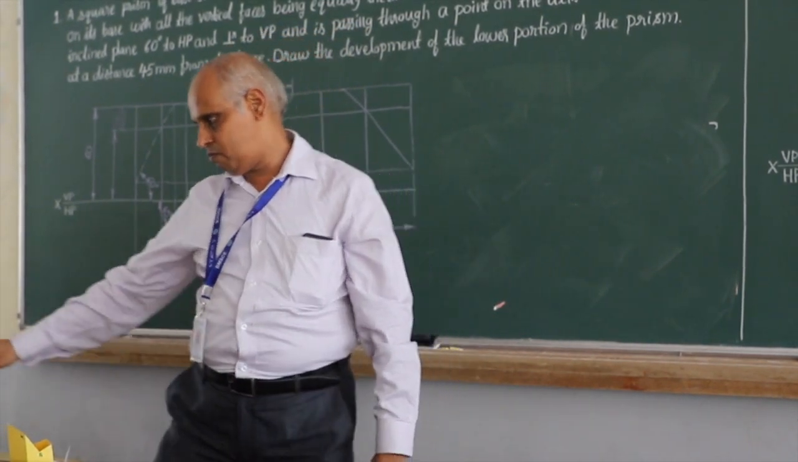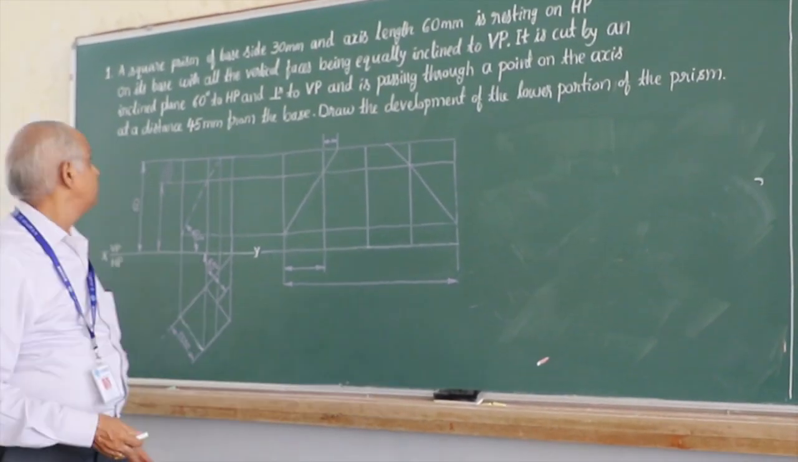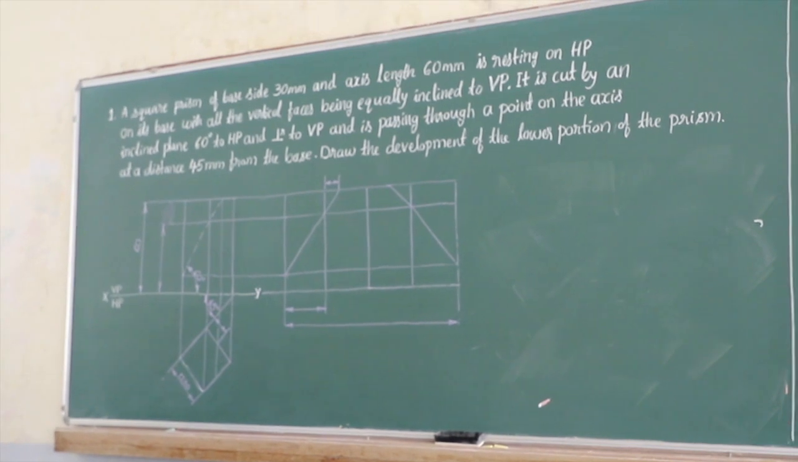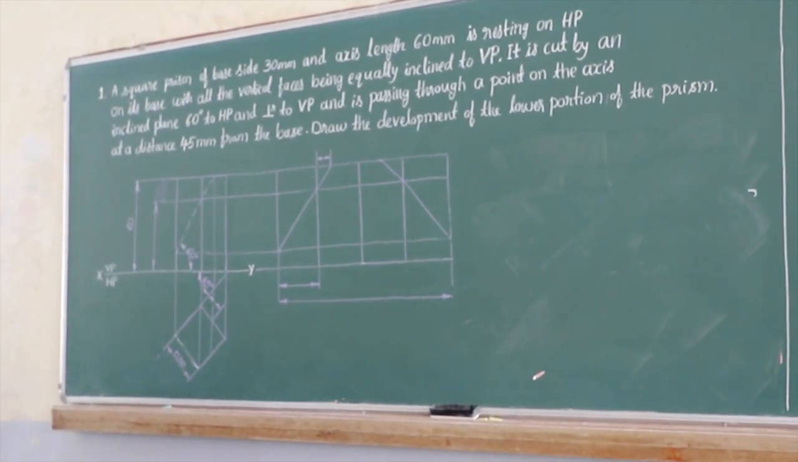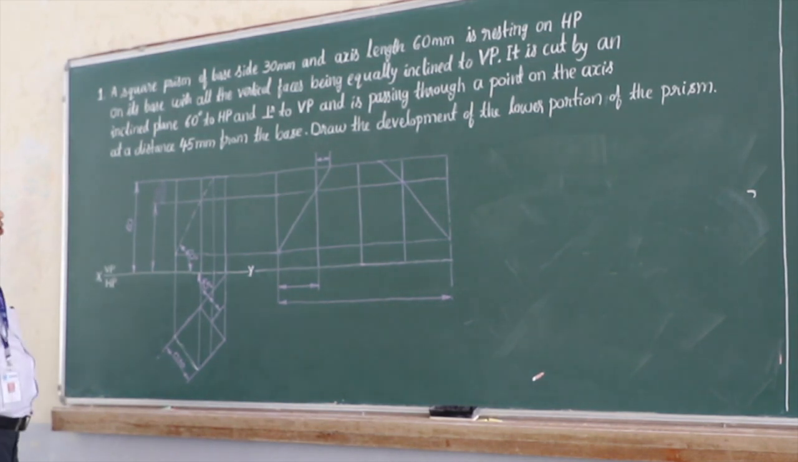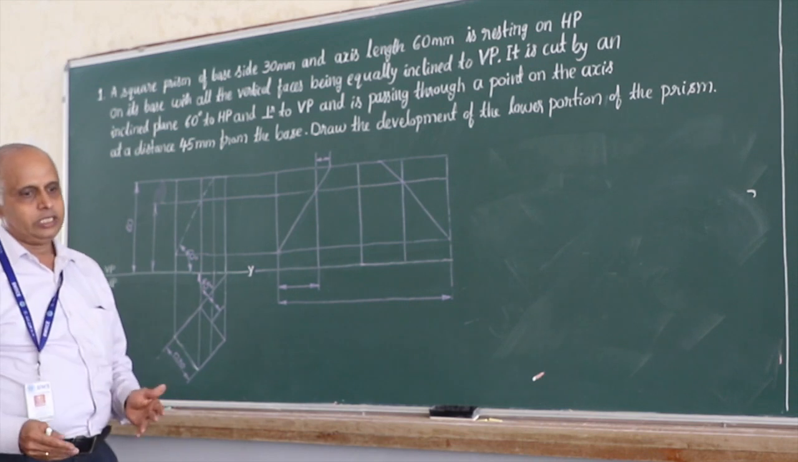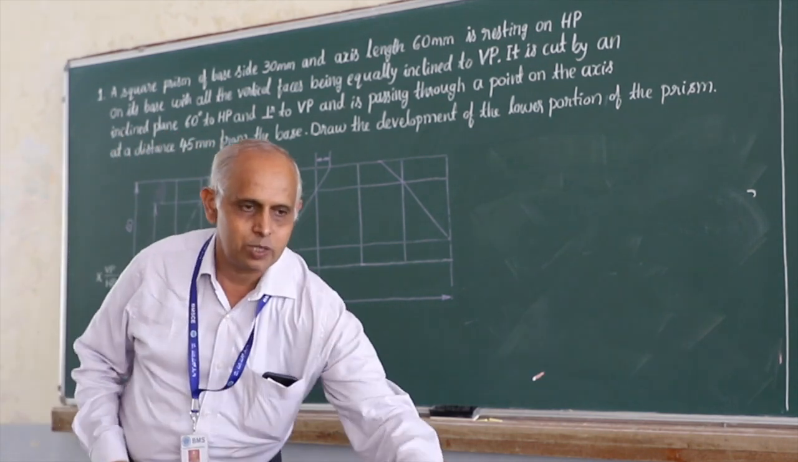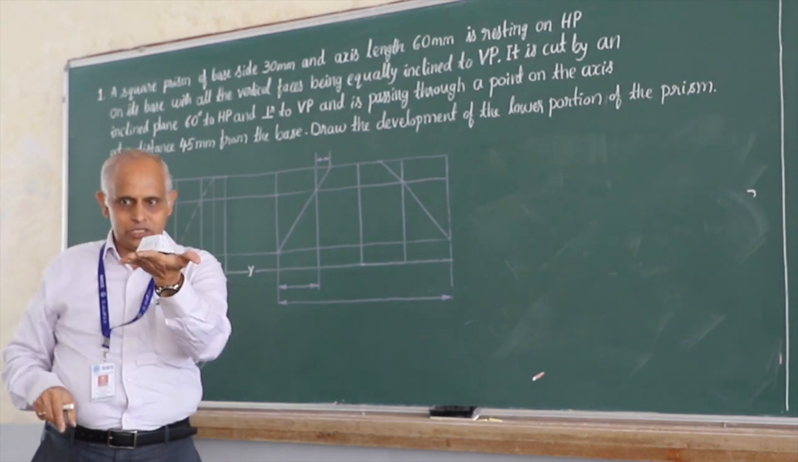To start with, I am taking a problem of a square prism of base side 30 mm and axis length 60 mm resting on HP. In all the problems that you are going to solve, most of the times the object will be resting only on HP, a very simple position. There is nothing like a tilted condition, only it will be resting on HP.